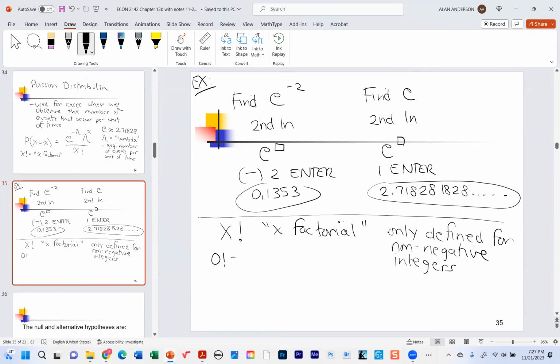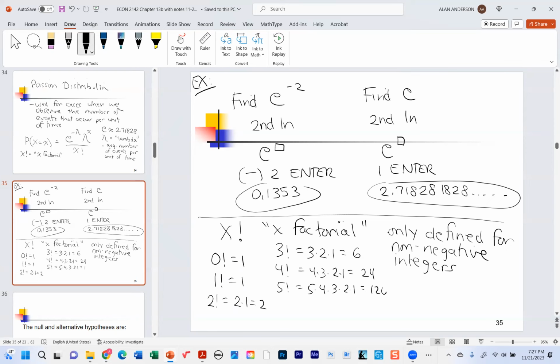Zero factorial is 1. 1 factorial is 1. But then it starts to get very interesting. 2 factorial is 2 times 1. 3 factorial is 3 times 2 times 1. 4 factorial is 4 times 3 times 2 times 1. Etc., etc. Now, how do you find this in your calculator?